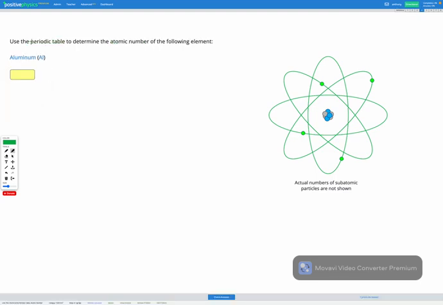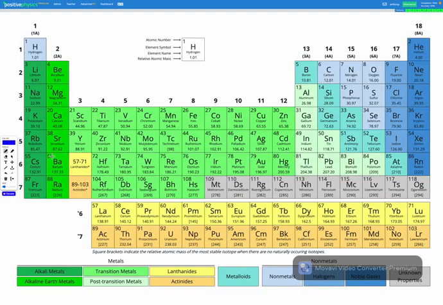This question asks us to use the periodic table to determine the atomic number of aluminium, which has a symbol Al. So let's head to our periodic table reference sheet. The first step is just to find aluminium, Al. It's over here. There's aluminium. And the question's asking us to find the atomic number. So let's take a look in the middle for a second at this key, which shows us what each of these squares tells us.